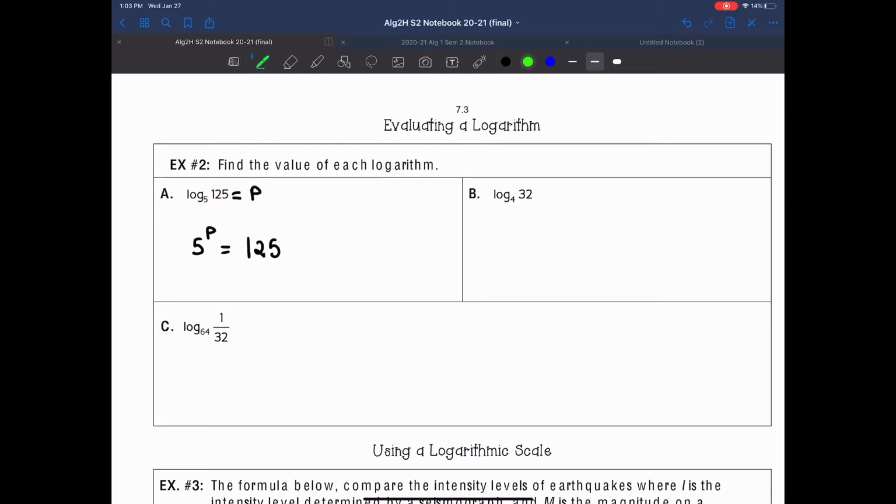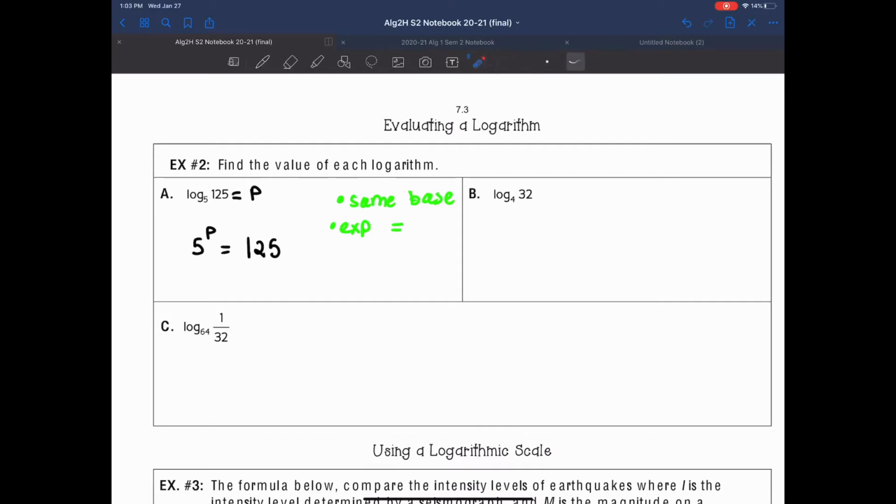Now, the trick that we're going to use is we're going to try to make both sides of the equation the same base. Because if we can create 2 situations with the same base, and we're setting them equal to each other, what we can do is set the exponents equal to each other. If we have the same base, then we can set the exponents equal to each other, and that's going to give us our answer for our logarithm.